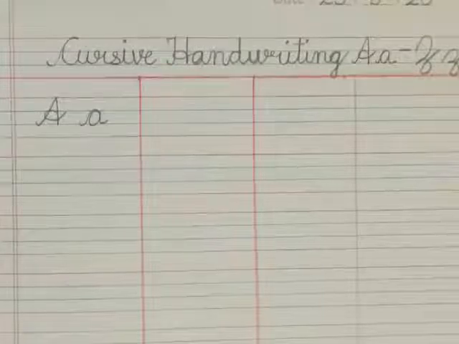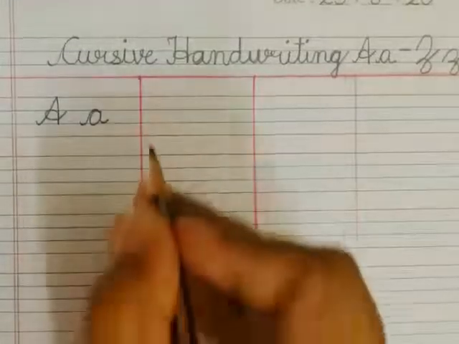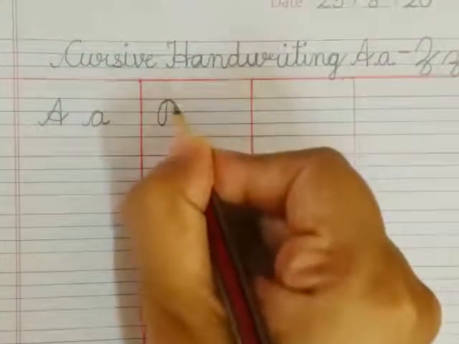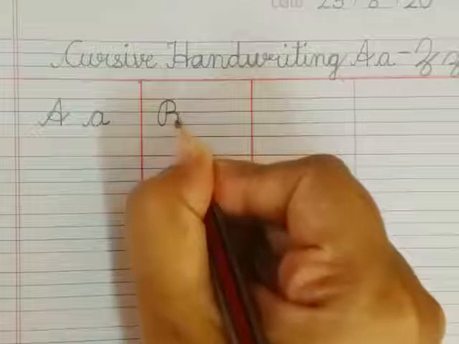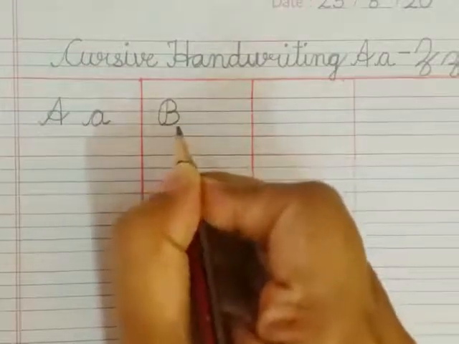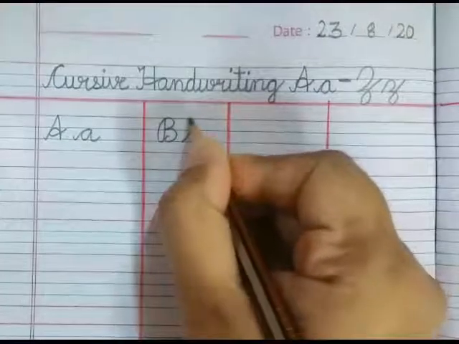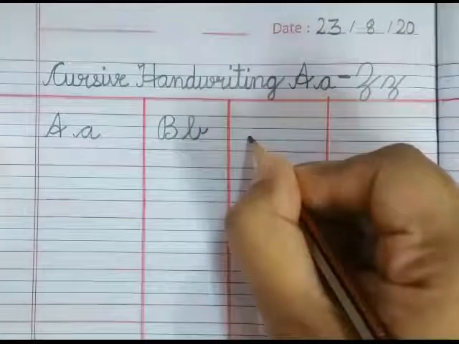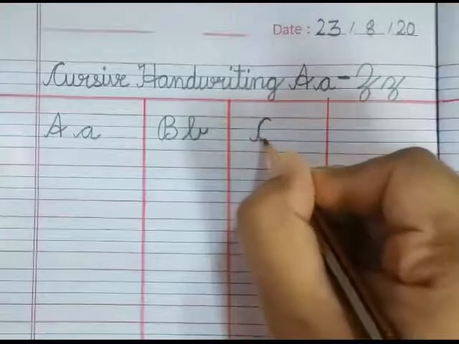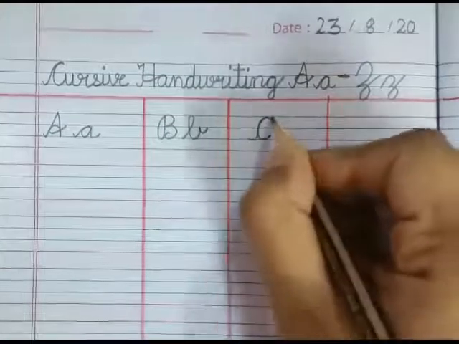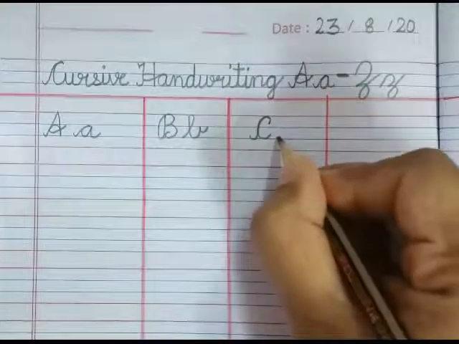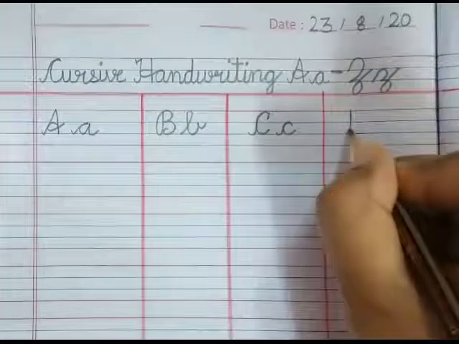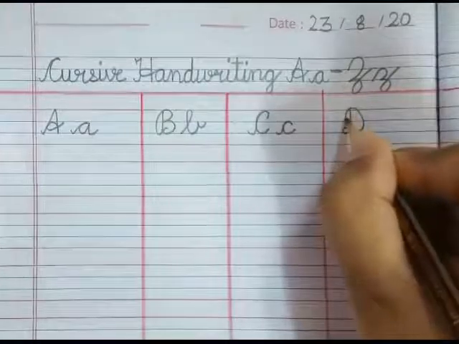Now we will start writing the next alphabet, B. We have to touch the lines and write B. After B is C. Now the small c. Next is D.